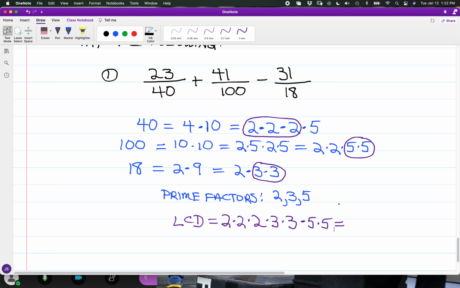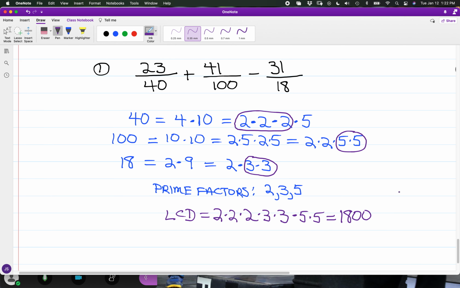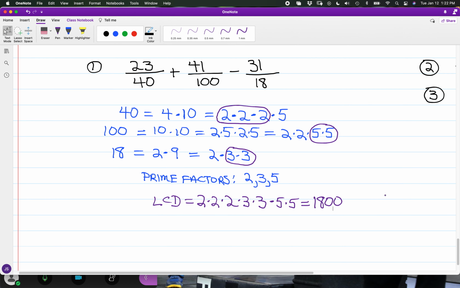And what's going to happen here is that for the least common denominator, this is going to be a rather large number, because here we have 2 times 2 times 2 is 8, 3 times 3 is 9, 5 times 5 is 25, and the smallest number that 40, 100, and 18 will all go into is going to be 1800. Yes, it's a rather large denominator here.